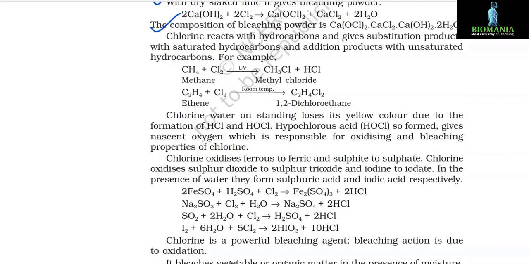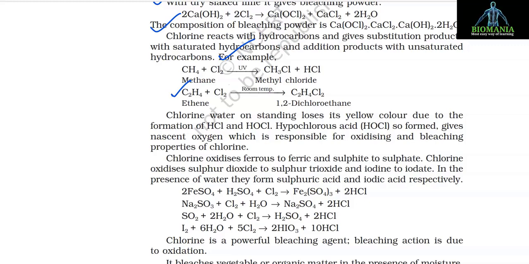Chlorine reacts with hydrocarbons and gives substitution products with saturated hydrocarbons and addition products with unsaturated hydrocarbons. For example, CH4 + Cl2 in ultraviolet rays gives CH3Cl + HCl. And the next reaction is C2H4 + Cl2 at room temperature gives C2H4Cl2, which is 1,2-dichloroethane.